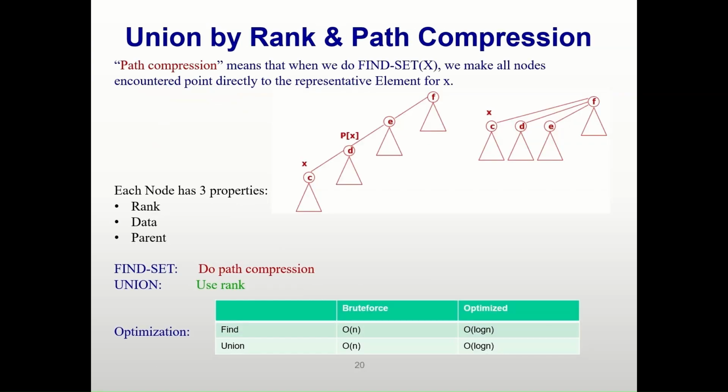To optimize the DSU, we use union by rank and path compression. Path compression flattens the tree whenever we call find, so future lookups are faster. Union by rank ensures that we attach the smaller tree under the larger one to keep the structure shallow. Together, these optimizations make both operations nearly constant time, improving from order of n time to order of log n time.